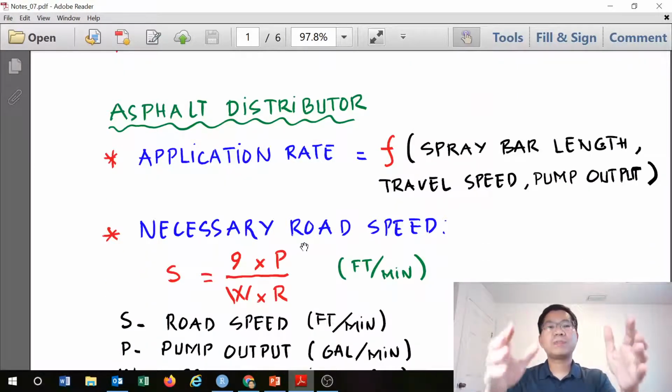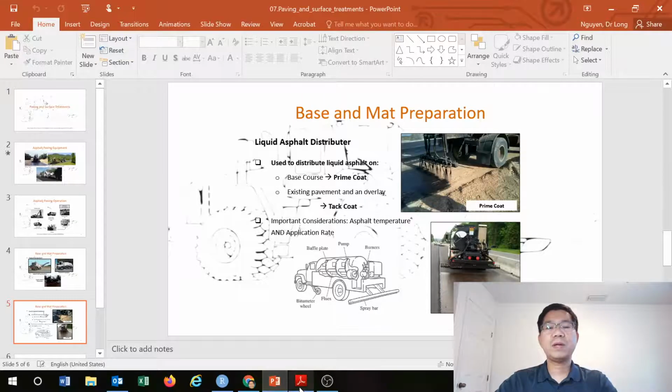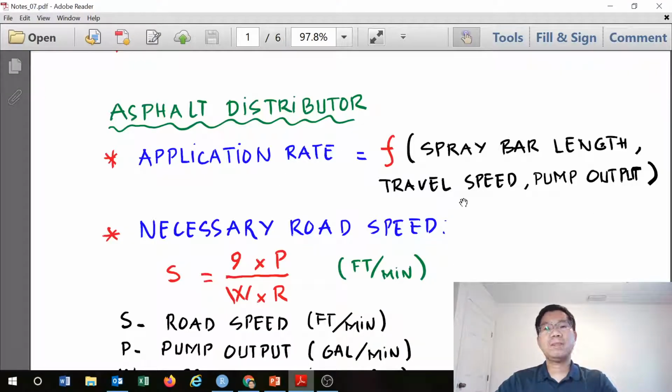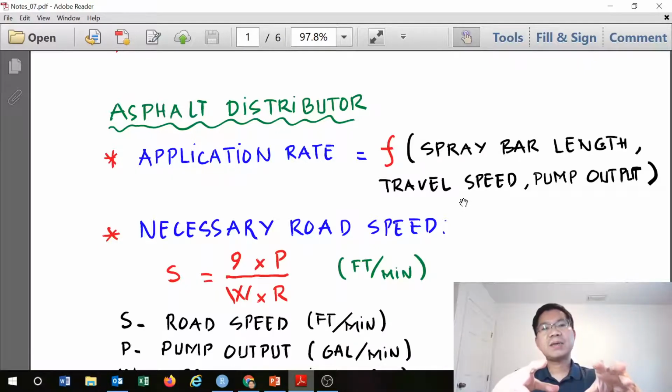And like I said, one of the two considerations is the application rate. The other is the temperature, hot, warm, etc. Application rate is a function of the spray bar length of the equipment, and also travel speed. If the speed goes higher, then we need more application rate. If it is slower, less application rate, with the same density, the same unit weight we want on the application. And the pump output, measured in gallons per minute, etc.